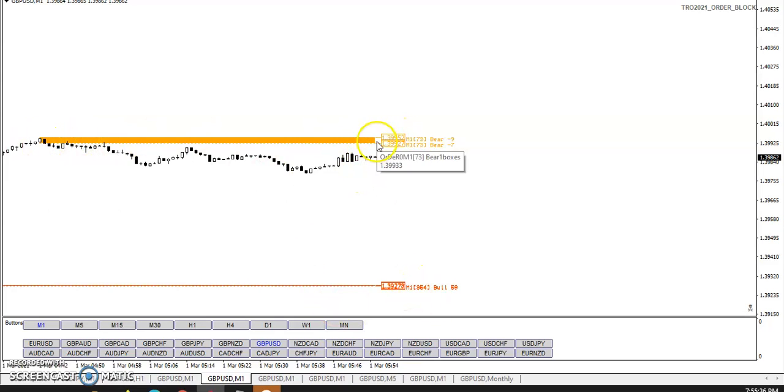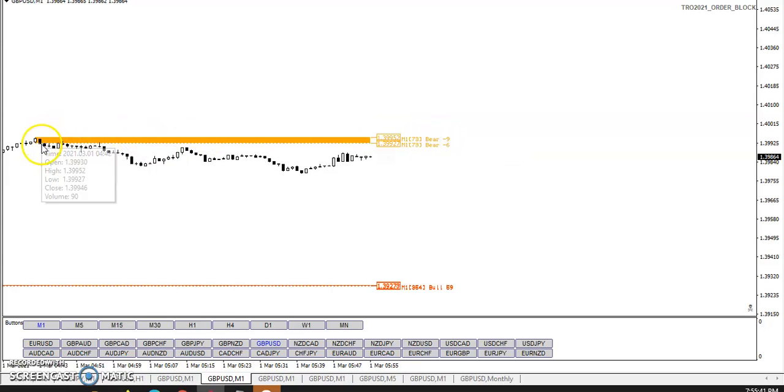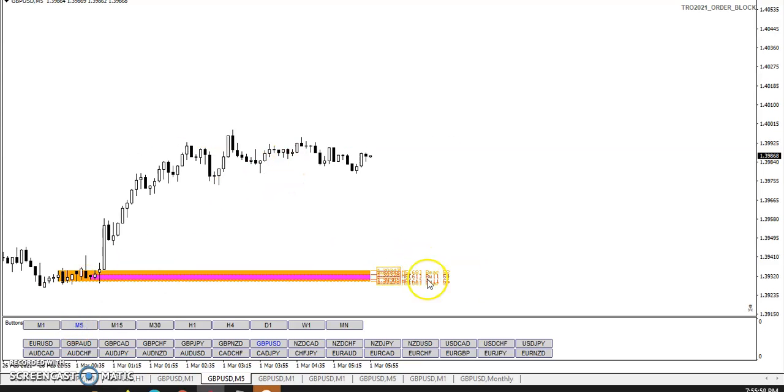So here we had an M1 bear block, and a bear block is where you look for a price to make the block, then it returns, and then you would sell. Now, of course, it's not going to do that every time. You put your stop loss just above the bearish order block and just below the bullish, and that way you might get stopped out.